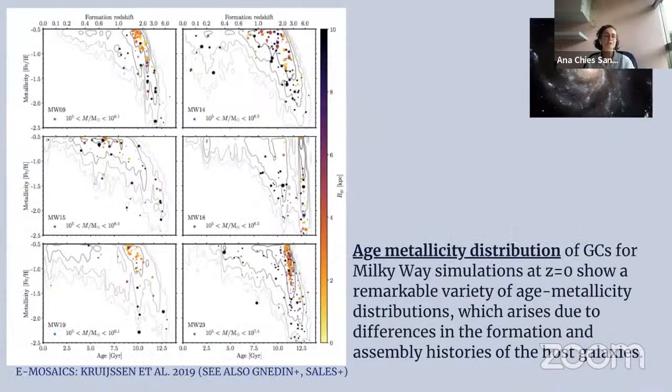And then models for GC formation, such as E-MOSAICS that I showed before, predict that spiral galaxies, where GCs are less studied, should have a broad range in GC ages, as can be seen in these age-metallicity relations shown here for redshift 0. Here we can see a wide variety of age-metallicity distributions, which arise due to differences in the formation and assembly histories of the host galaxies. And this is yet to be confirmed observationally.